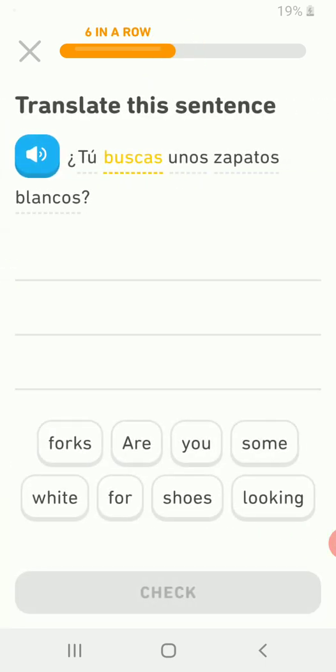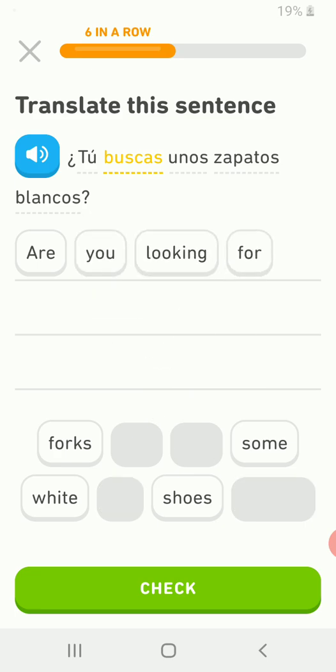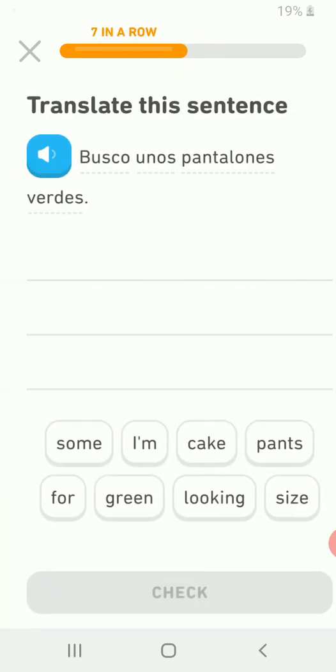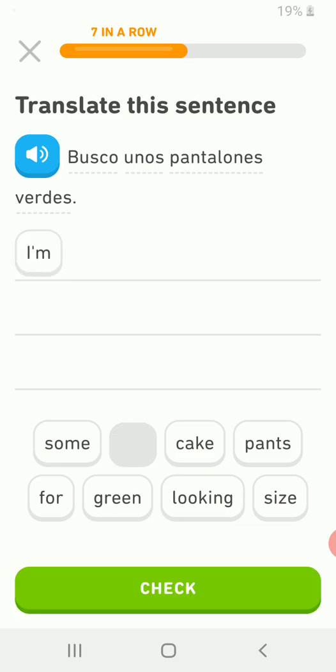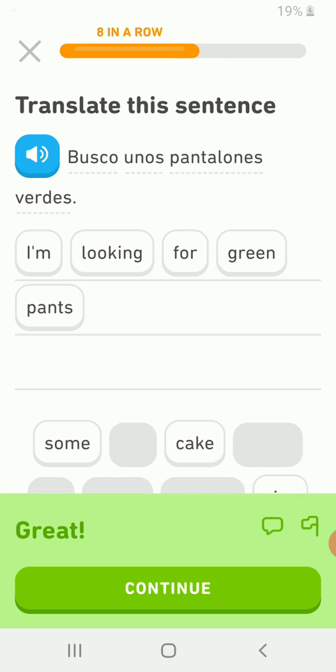Tú buscas unos zapatos blancos. Tú buscas. Are you looking for some white shoes? Unos zapatos, some shoes. Busco unos pantalones verdes. I'm looking for green pants, basically, or trousers.